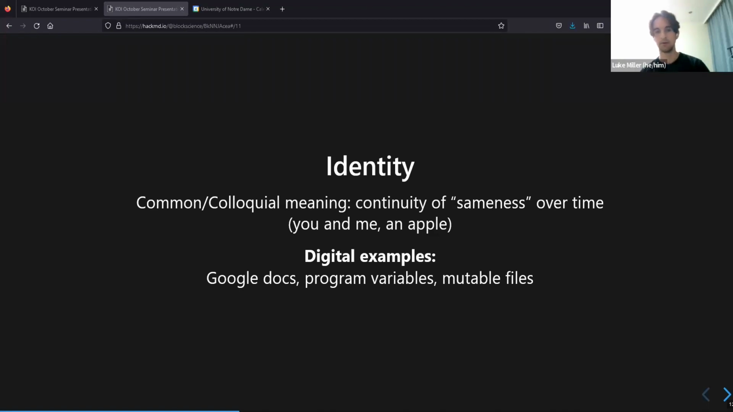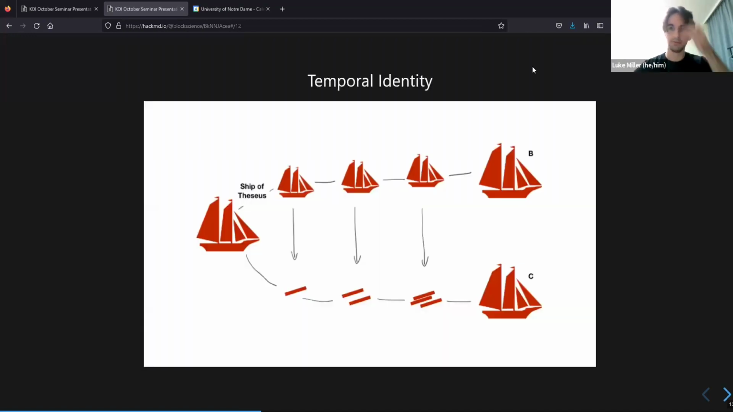But then in the digital world, we have things like Google Docs, program variables, or immutable files, which all have a sense of this continuity, that even though the content and underlying data within them changes, they're still referring to the same thing. And so conceptually, we've broken this down into these two axes of temporal and spatial identity to better understand how we can design a protocol to represent the breadth of identity that we want to.